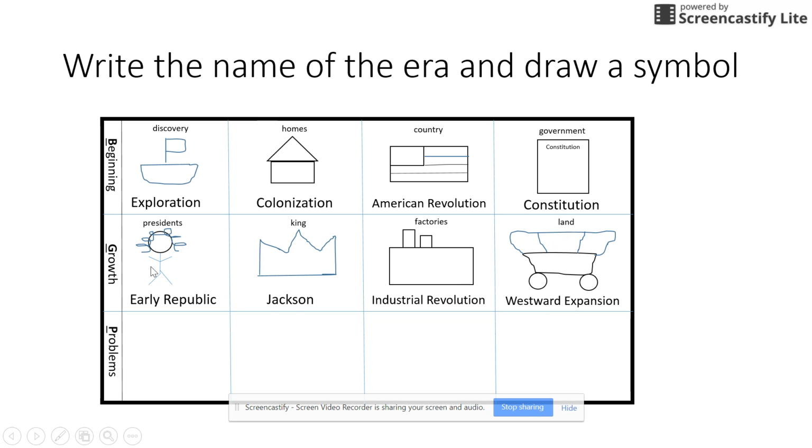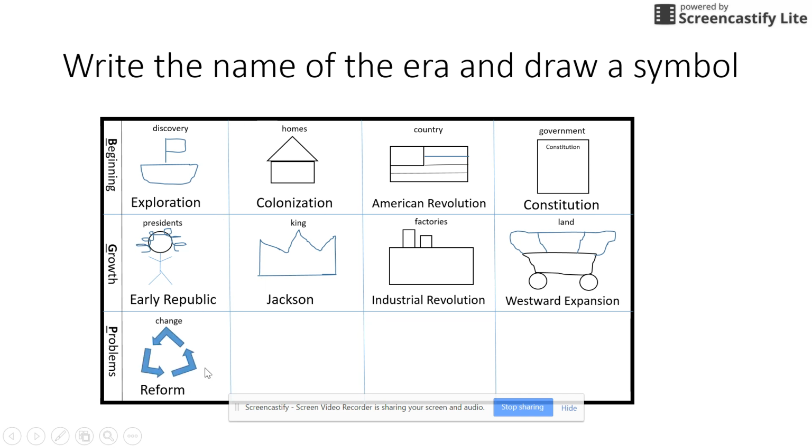And so I'll have the students repeat after me, listen carefully to me. During the early Republic era, we had our first 5 presidents, and it was good. During the Jackson era, many accused him of ruling like a king. During the Industrial Revolution era, we built a lot of factories. And during the westward expansion era, we got more land. And so this is all about America's growth.